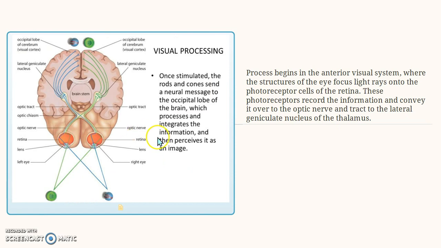So this is the visual processing. Once stimulated, the process includes the rods and cones sending neural messages to the occipital lobe of the brain, which processes and integrates the information and then perceives it as an image. So the green goes to this side of the brain and the blue picture goes to the other side.